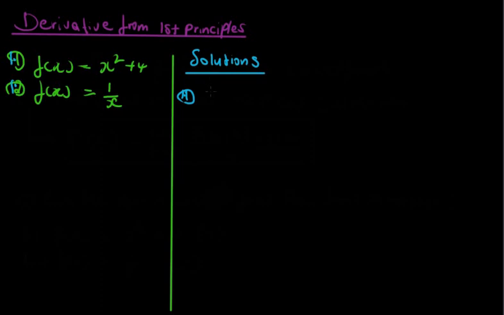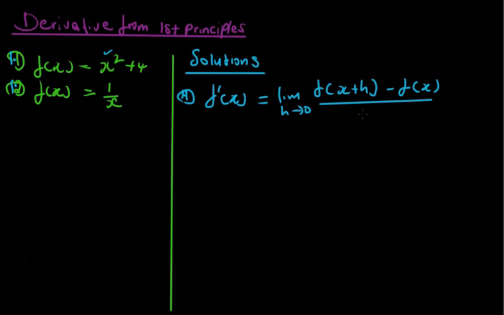Okay, so our formula is, because we're looking for the derivative or the gradient of f of x equal to x squared plus 4, we're looking for f prime of x, which is equal to the limit as h approaches 0 of f of x plus h minus f of x, all divided by h. So this is what we are looking for.